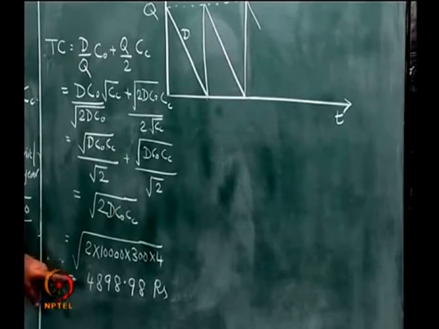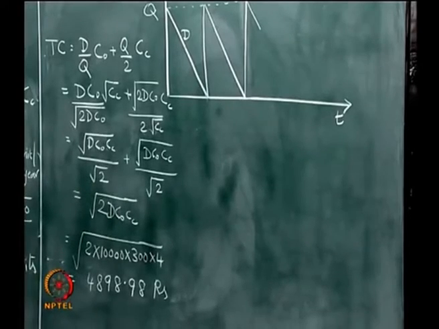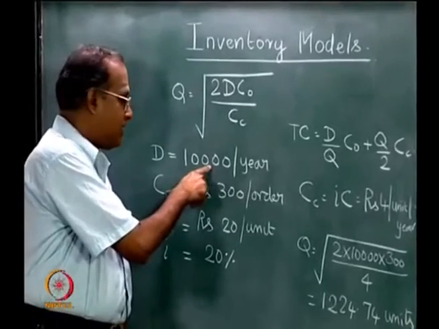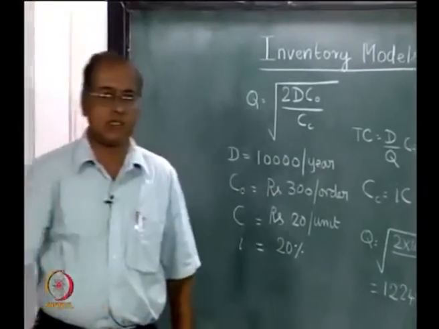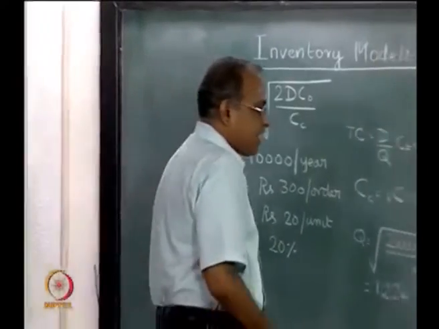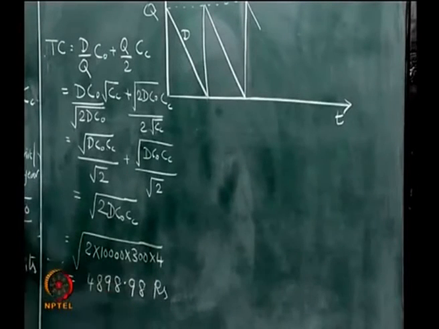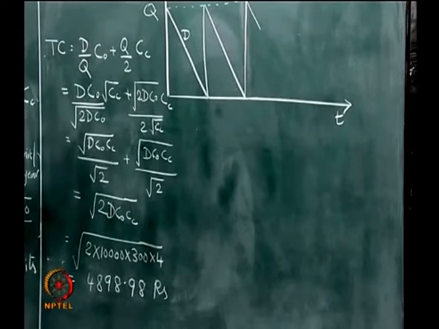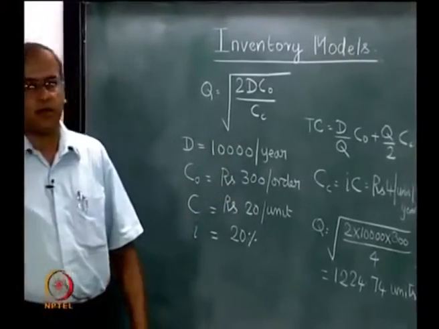Now, this quantity does not include the actual cost of the item. The actual cost of the item, if we take a 1 year period, will be 10,000 is the demand per year, say 20 is the unit price. So, 200,000 will be the actual cost of the item. So, if we say that the total inventory cost is 4898.98, it means we are only giving the order cost plus carrying cost for the year, and we have not included the actual cost of the item. If we say 204898.98, it means we have also added the actual cost of the item per year.